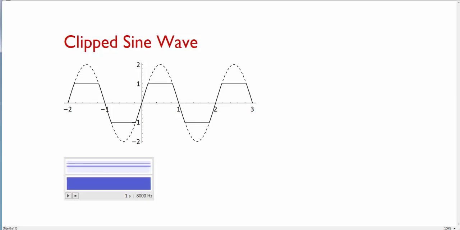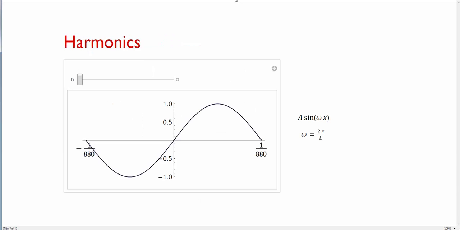Now let's go back to our 440 Hz sine wave. The wave is represented by the function A sine omega x, where omega equals 2 pi over L, and L is 1 over 440. What's shown on the graph here is a single period. If we multiply the frequency by an integer n, then we get n full periods within one period of the original wave. So here's what happens if I multiply by 2.